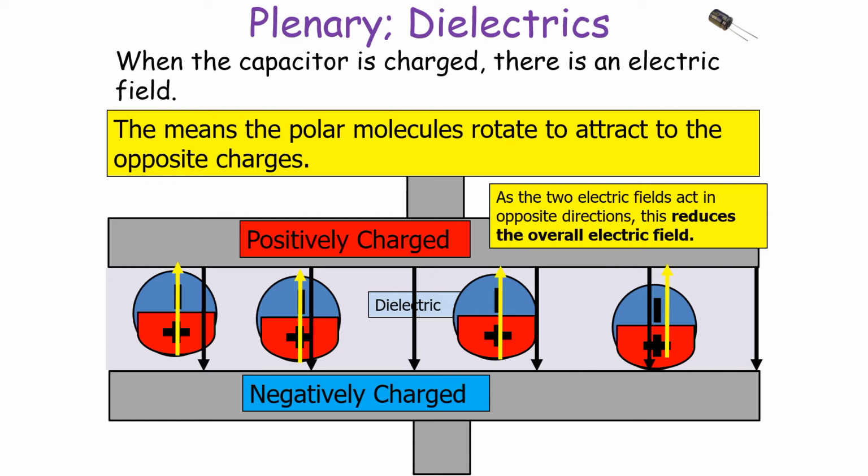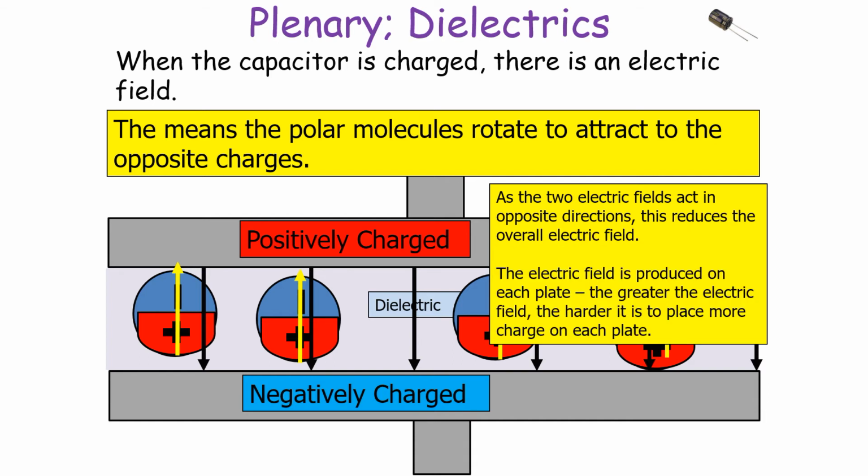So because the polar molecules have rotated anti-parallel to the electrical field of the capacitor, there are two electrical fields in opposite directions, reducing the overall electrical field. And so the electrical field is produced on each plate, which means the greater the electrical field, the harder it is to place more charge on the plate.